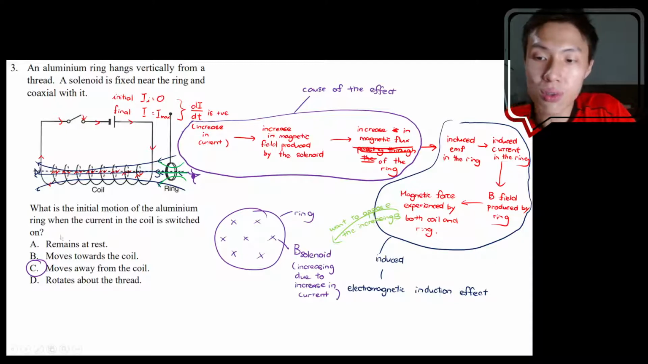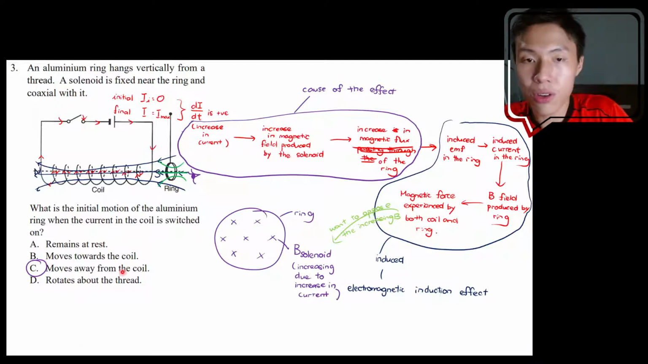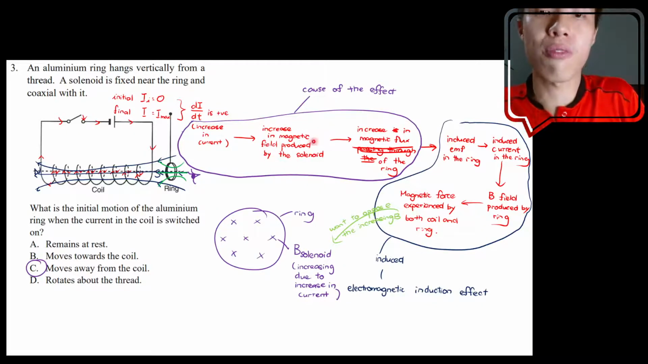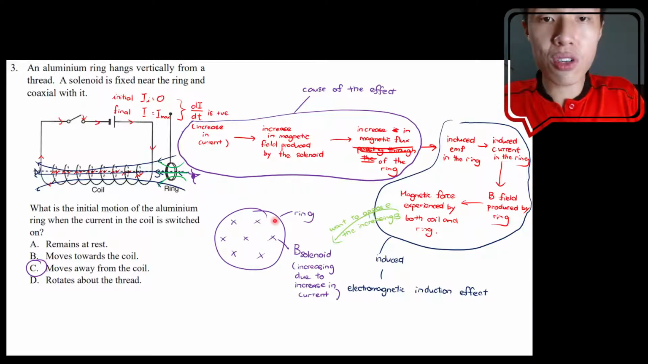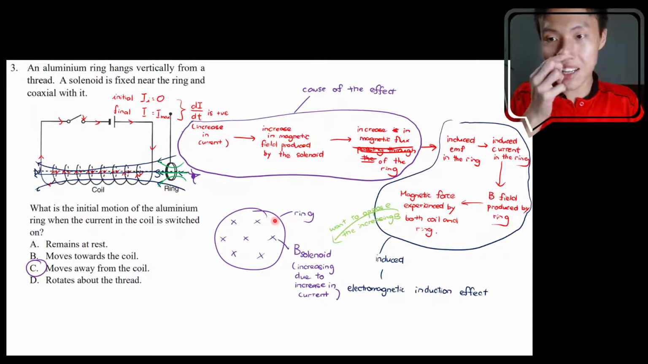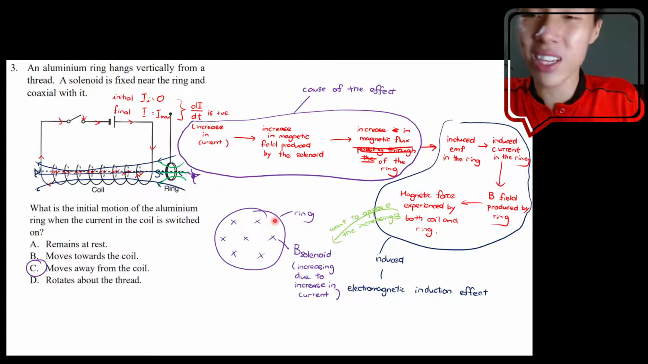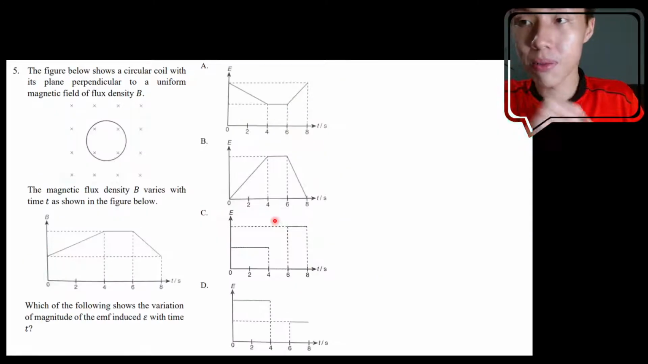Okay, so that's why you want to move away from the coil, because you want to oppose the increase in magnetic field by trying to reduce the magnetic field passing through the ring. It's the magnetic field produced by the solenoid, but it's passing through the ring. Okay, so I hope it's clear enough. If you still have any questions, feel free to ask me again. I don't think I did a very good job in explaining this one. Okay, next one.